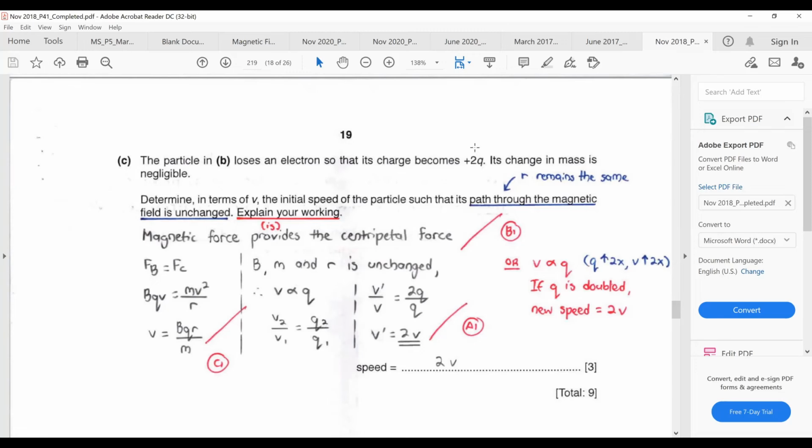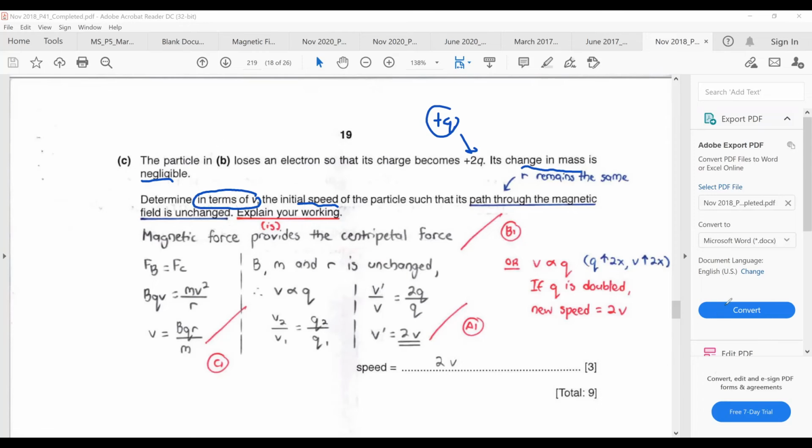Okay, so now they tell you your particle in B loses an electron so that the charge becomes positive 2Q. Before this, it was positive Q itself. Now it changed to positive 2Q. Then the change in mass they told you is negligible. Find out in terms of V the initial speed of that particle such that its path through the magnetic field is unchanged.